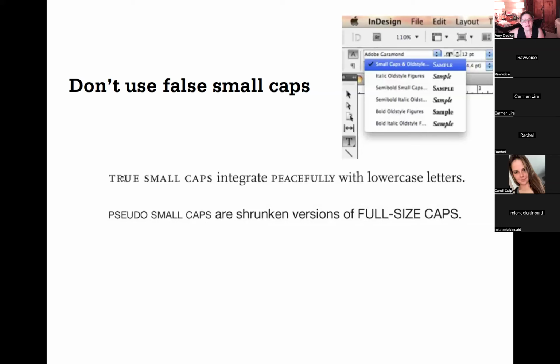So you can see the stroke weight of all of these small caps are in tune. They all have the same color. But down here, you can really quickly see the difference in the stroke weight of the pseudo small caps and the lowercase letters. Does everyone understand that? Does that make sense? Thank you, Carmen. Thank you, Rachel. Anyone else? Anyone question that?